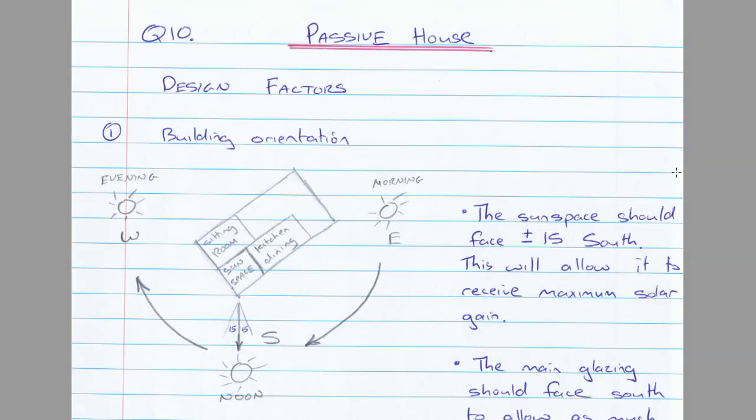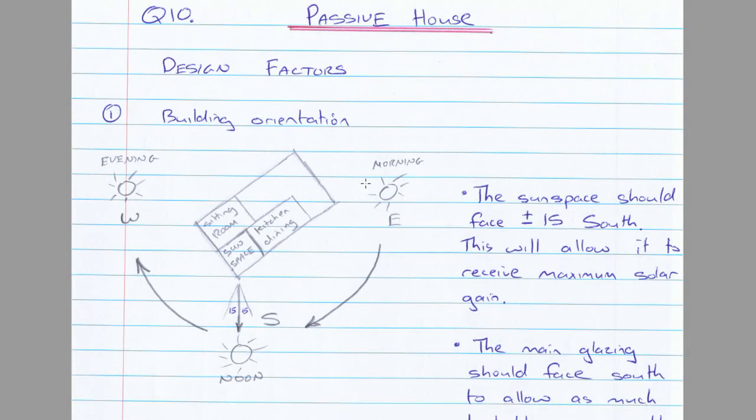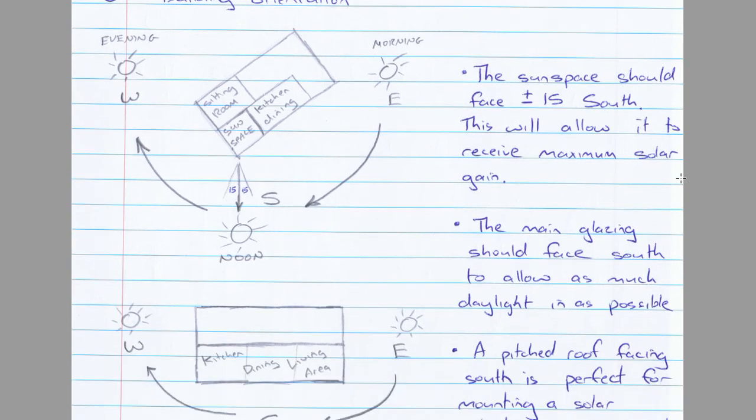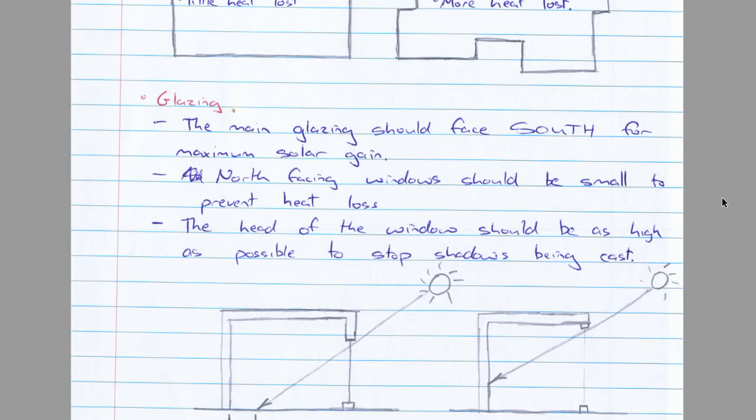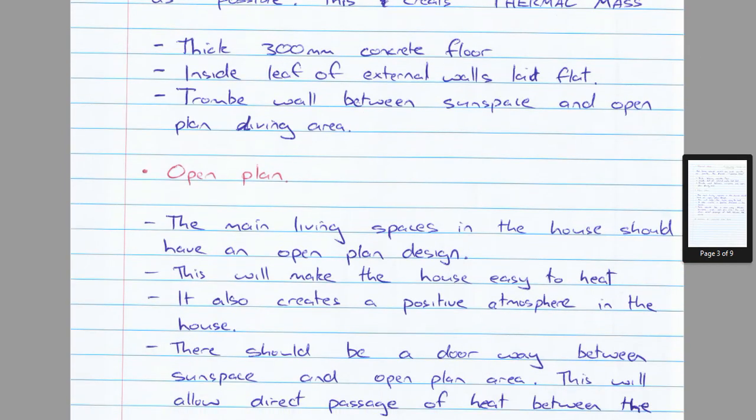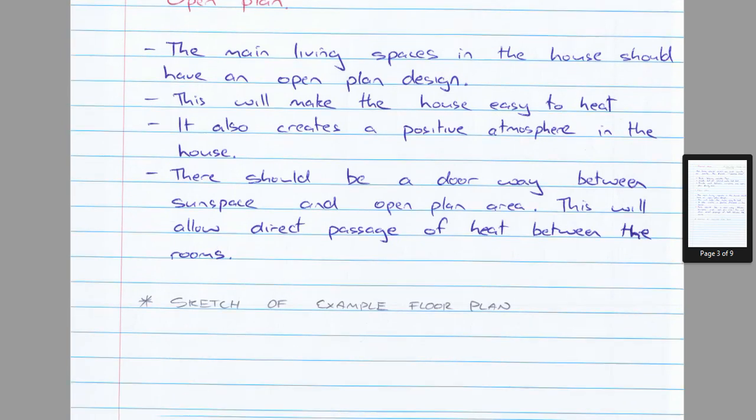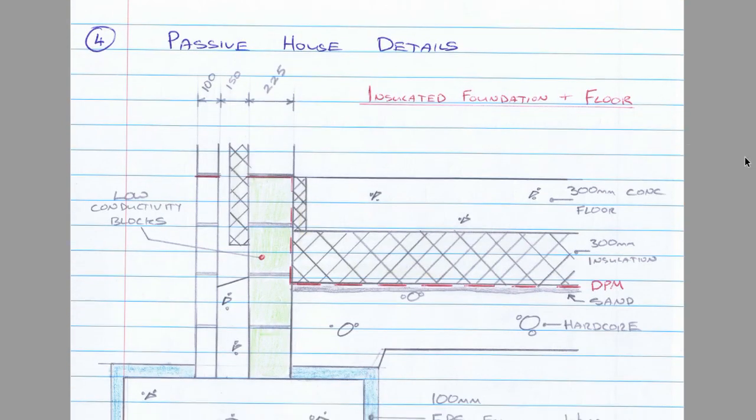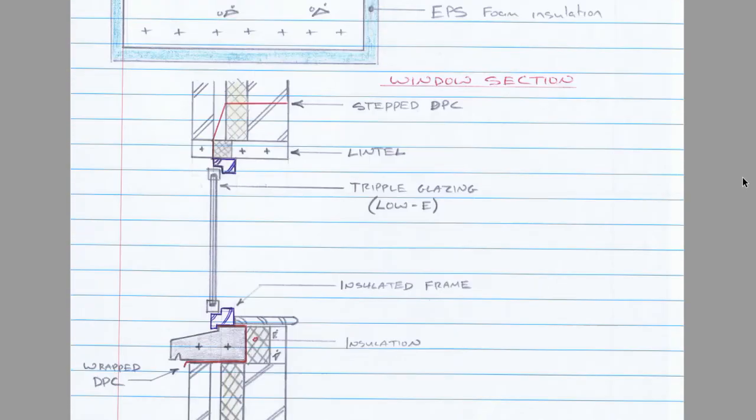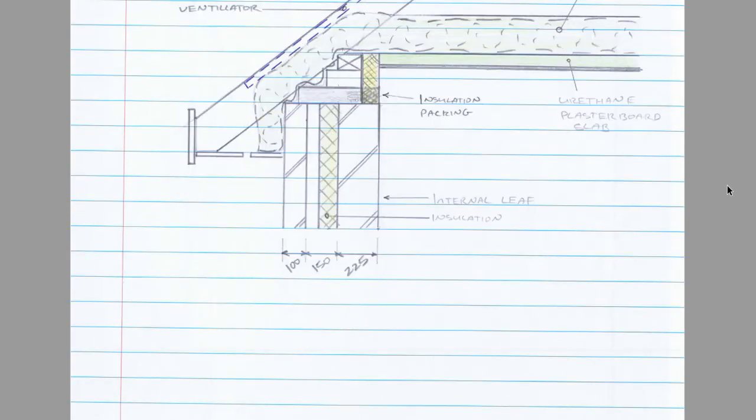So the Passive House notes, you've got your orientation there. That's part of your sun path diagram. Two possibilities there. You've got possible layouts. You're talking about glazing, so you'd upgrade glazing when you're talking about retrofitting a house. Open plan, always in a passive house. You've got some of your design details, so insulated foundations, wall details, roof detail, and so on.